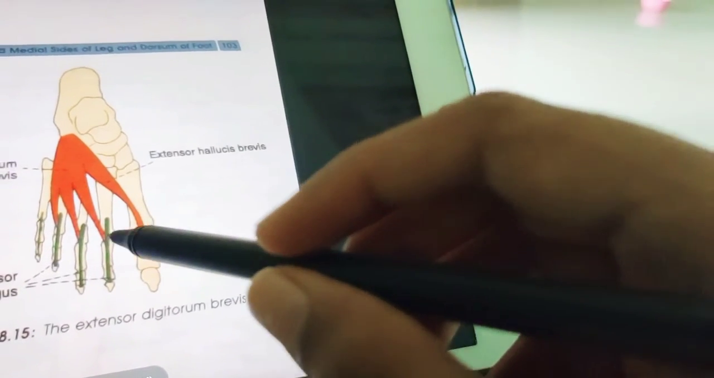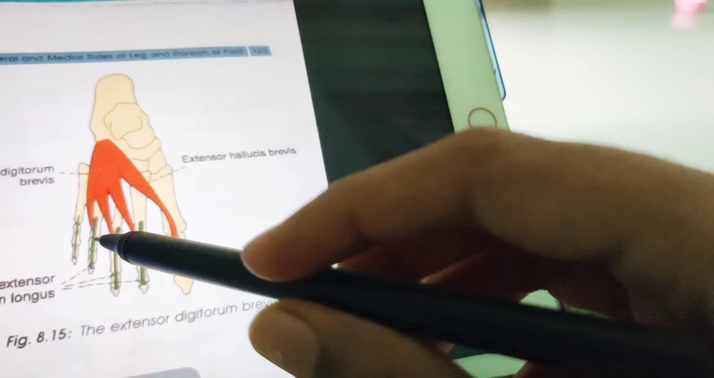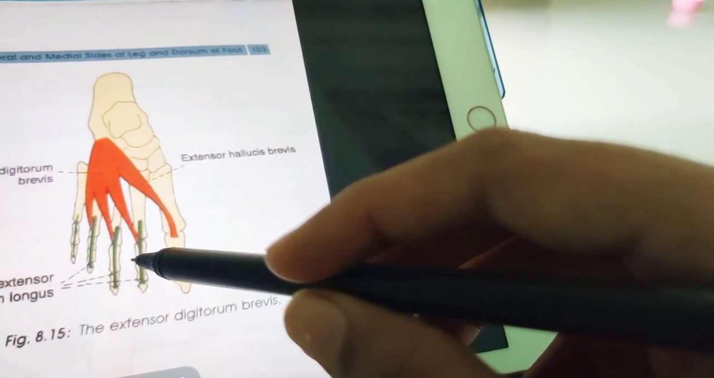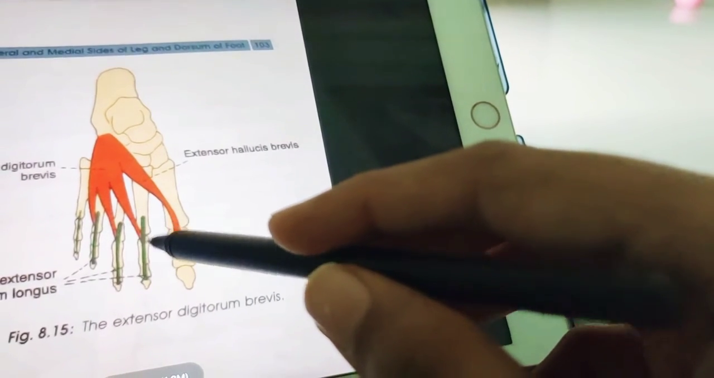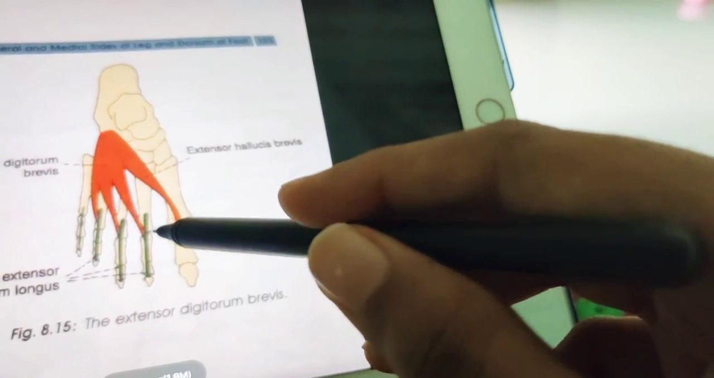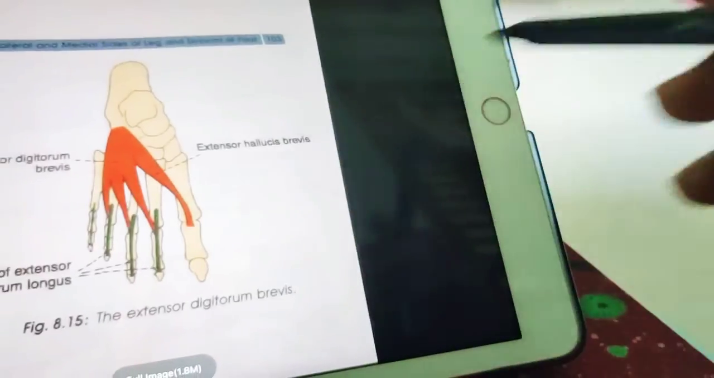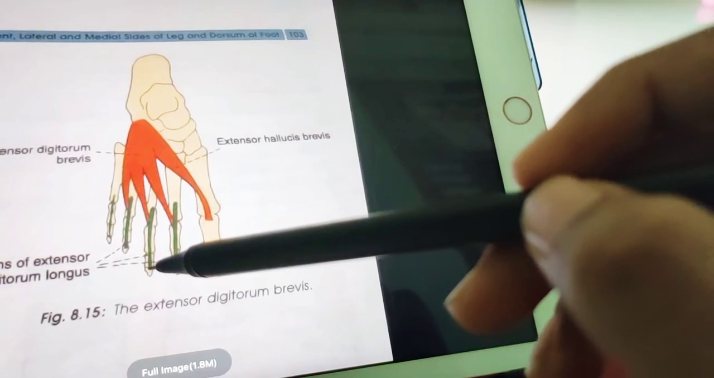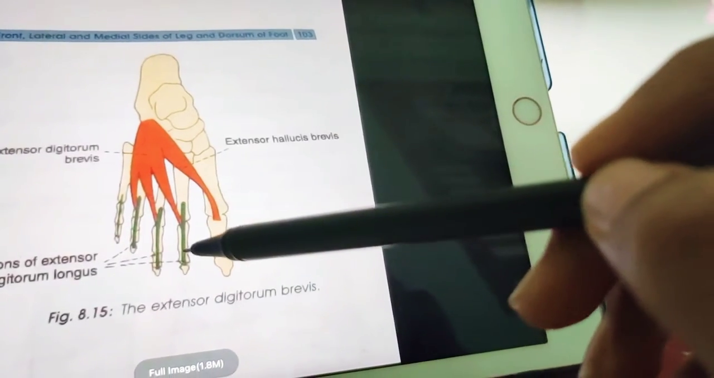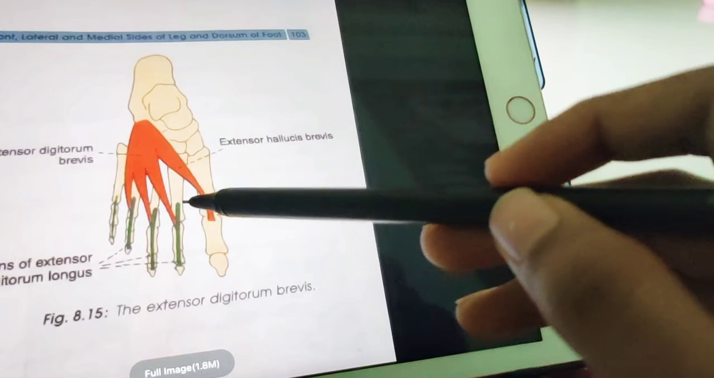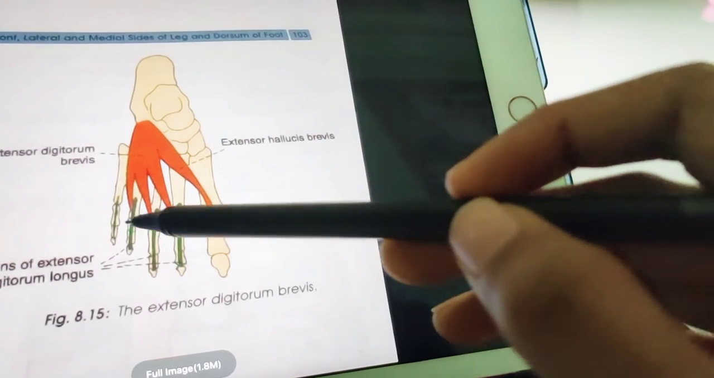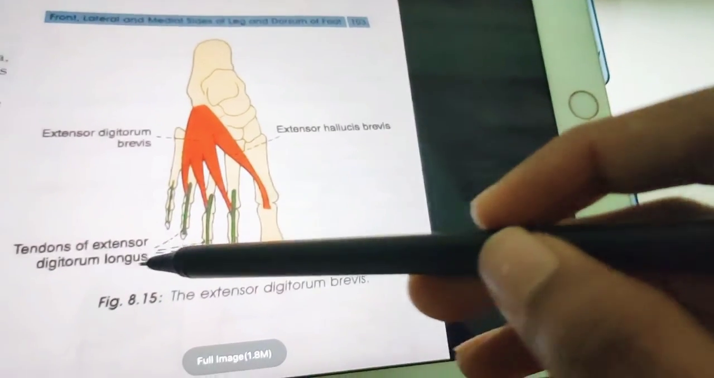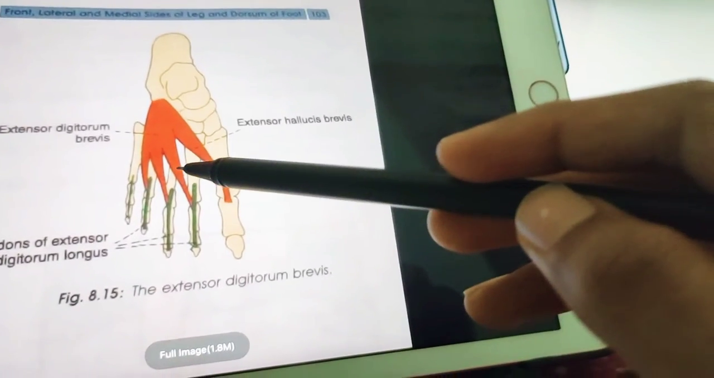The lateral three tendons join the lateral sides of the tendons of extensor digitorum longus to form the dorsal digital expansion. If you remember, we discussed the dorsal digital expansion even in the upper limb. Here in the lower limb, the dorsal digital expansion is formed by extensor digitorum longus and also extensor digitorum brevis. So we can see here the dorsal digital expansion for the four toes, formed by the tendons of extensor digitorum longus and the tendons of extensor digitorum brevis.